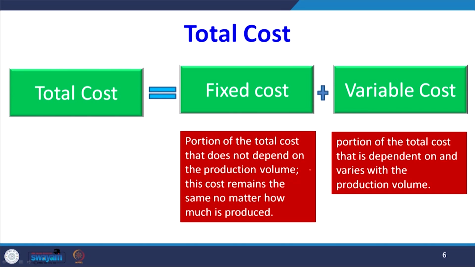What is the fixed cost? A portion of the total cost that does not depend on the production volume. This cost remains the same no matter how much is produced. So, the cost that is independent of the number of quantities produced is called fixed cost. But the variable cost is the portion of the total cost that is dependent on and varies with the production volume. If the cost is directly proportional to the number of units produced, that cost is called variable cost.